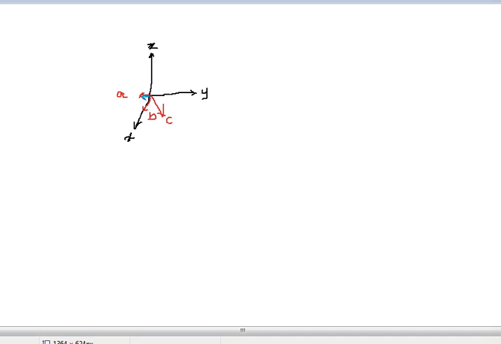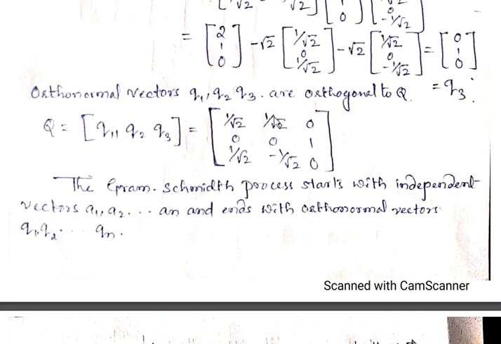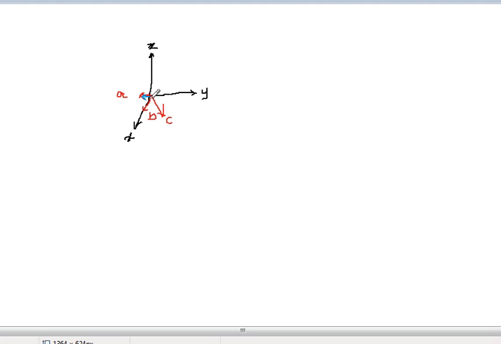Then the second one is this: 1 by root 2, 0, minus 1 by root 2. So let's represent this point. 1 by root 2 in the x-axis, but minus 1 by root 2 in z. Since z is minus, where here it was plus, it will go in the bottom, in the below direction. So this would be the direction of that, with x positive and z negative. So this is our Q1 and this is Q2.